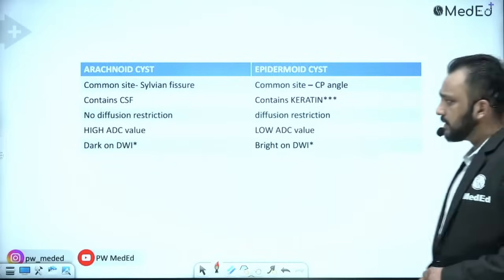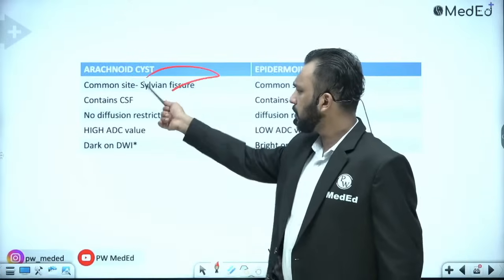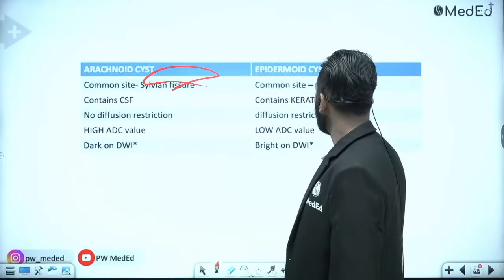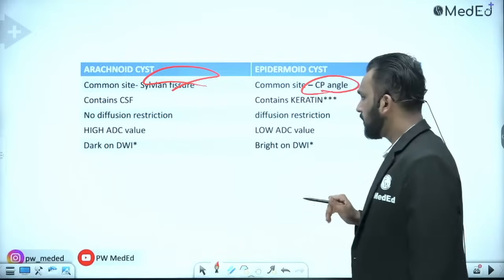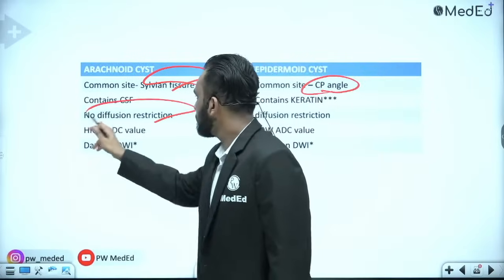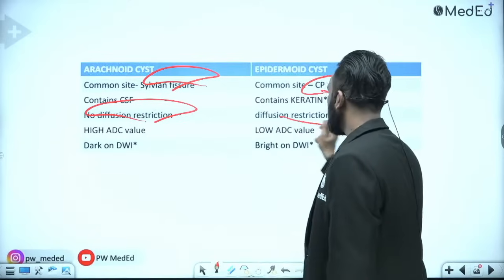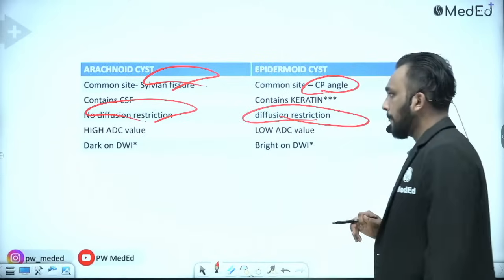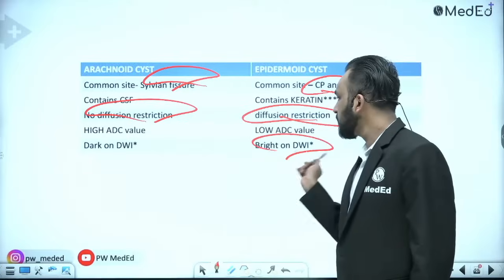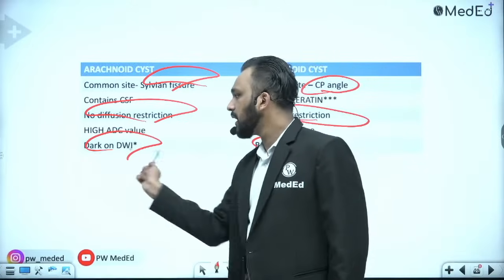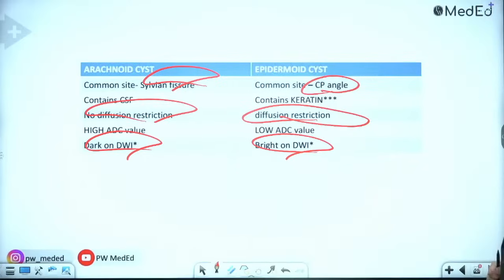So how to differentiate? Arachnoid cyst most commonly lies in the Sylvian fissure. Epidermoid cyst lies in the CP angle. Diffusion restriction is seen in epidermoid cyst, and it will appear bright on diffusion weighted images. No diffusion restriction is seen in arachnoid cyst, and it will appear dark on diffusion weighted images.